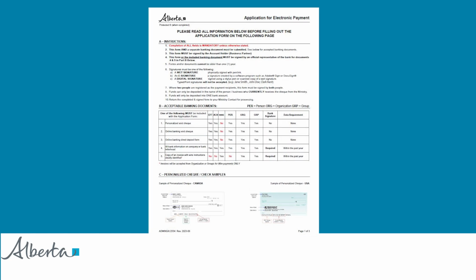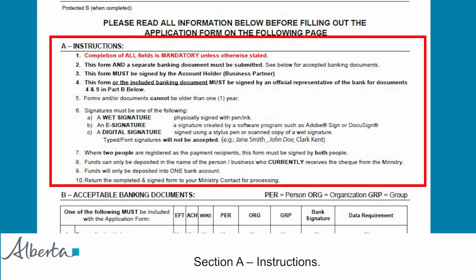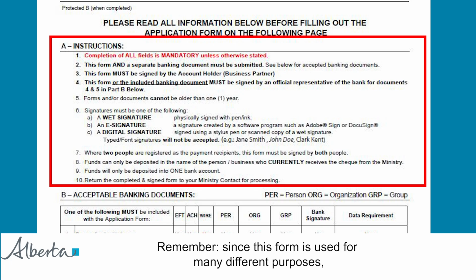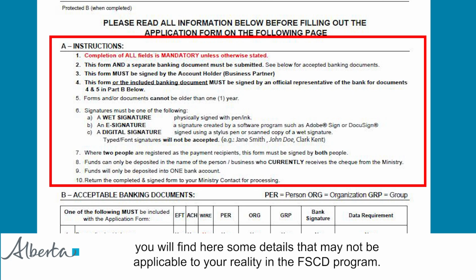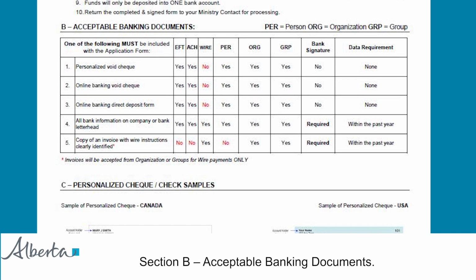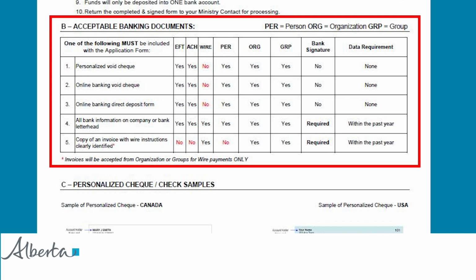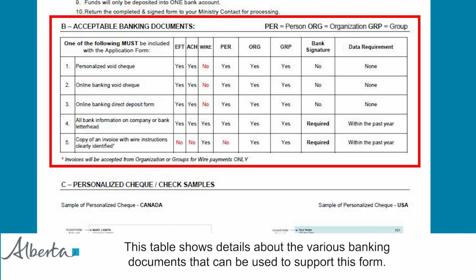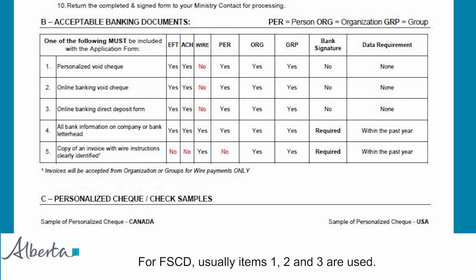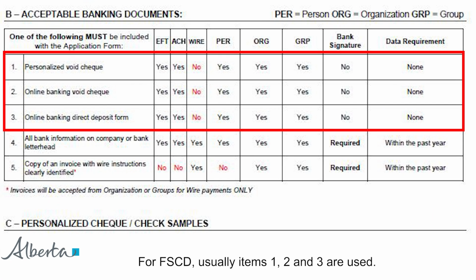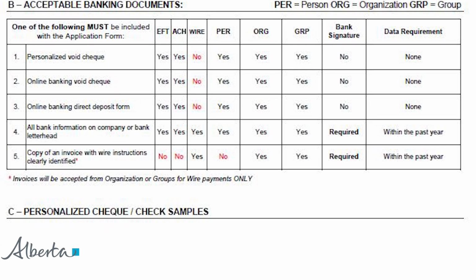First page. Section A, Instructions, covers the general information about the form. Remember, since this form is used for many different purposes, you will find here some details that may not be applicable to your reality in the FSCD program. Section B, Acceptable Banking Documents. This table shows details about the various banking documents that can be used to support this form. For FSCD, usually items 1, 2 and 3 are used. We will explain more details later in this video.